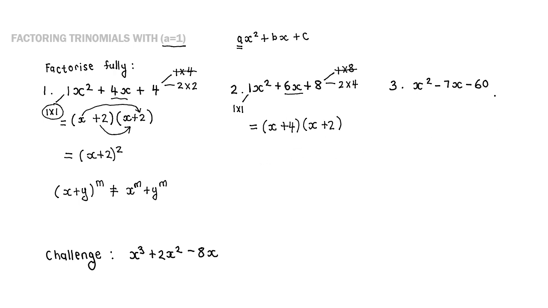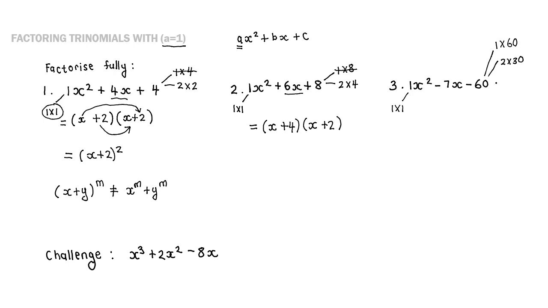So for the third example, again, we have 1 as the coefficient of x squared. The factors of 1 is 1 times 1. What about the factors of 60? Well, there's going to be a lot of them. Let's start off by dividing by 1. If we divide by 1, we'll have 1 times 60. If we divide this by 2, we'll have 2 times 30.